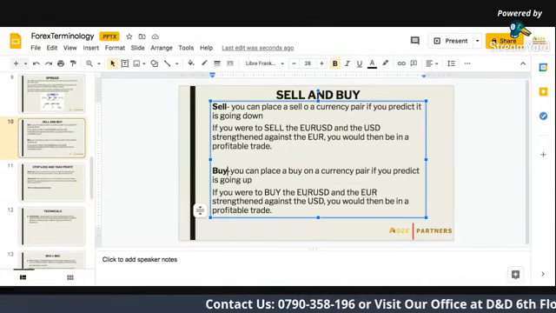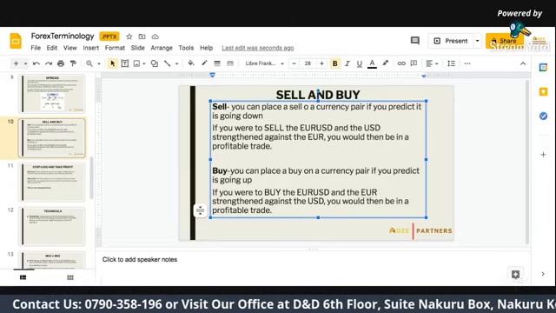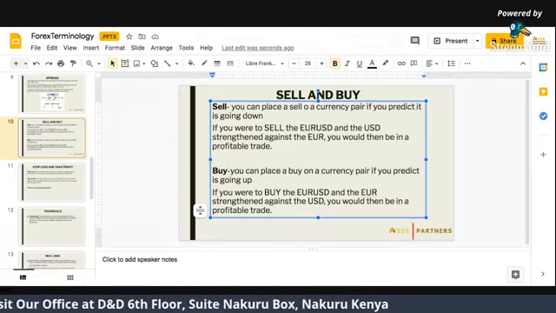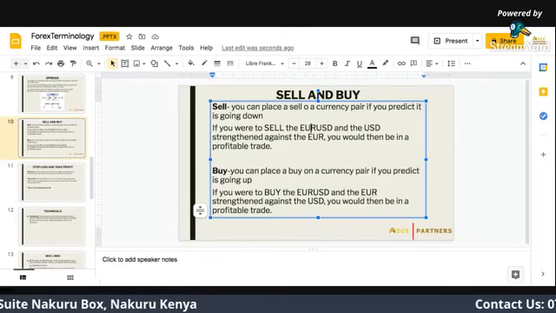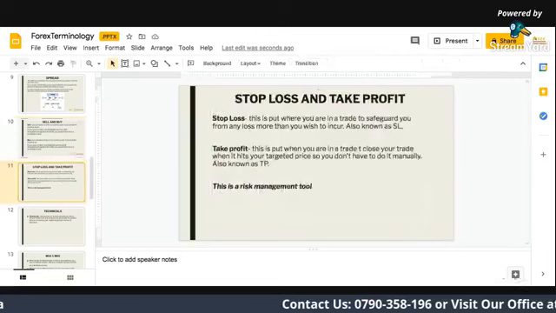Remember in a currency pair, when you buy, you buy the base currency and you sell the quote currency. If you sell the base currency, you buy the quote currency. Kindly get that clear. And then we have stop loss and take profit.